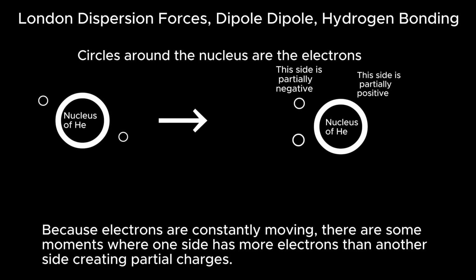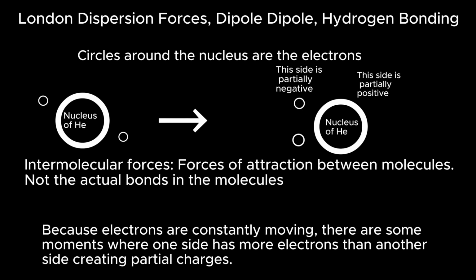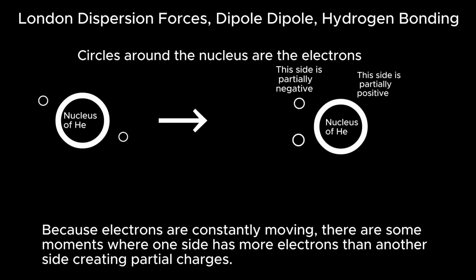So, electrons are constantly moving in an atom, and there could be a moment, in a very small time frame, where sometimes there will be more electrons on one side of the atom than the other side of the atom. So take helium for example. Helium has two electrons. Because those two electrons keep moving, there could be a point where the helium electrons are on the same side, which creates something we call a temporary dipole.